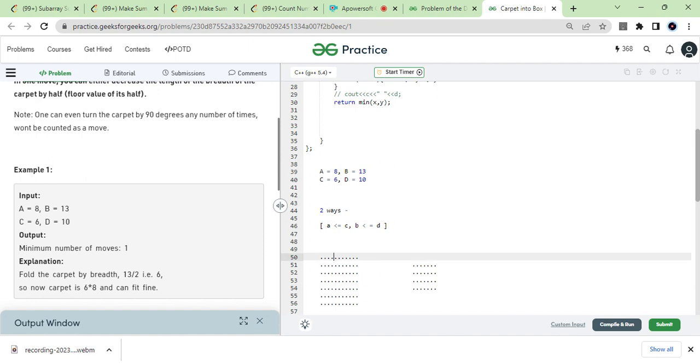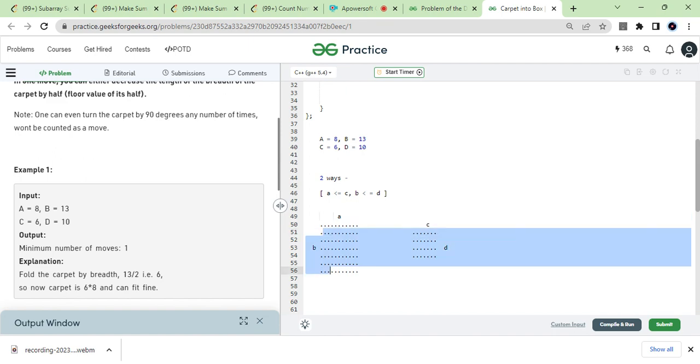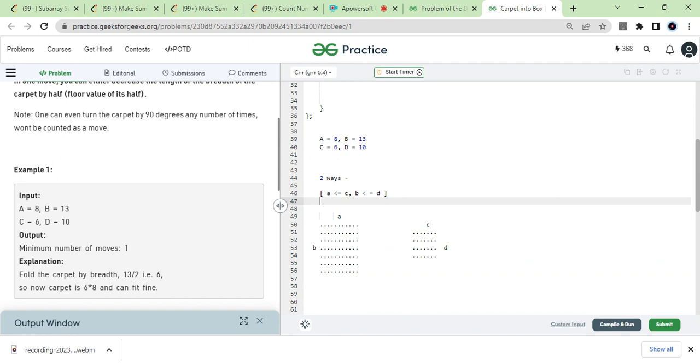Now there are multiple ways to fit this carpet into this box. Let's say this is the A dimension, and this is the B dimension. Now this is the C dimension and this is the D dimension. One way is to make your dimension A less than or equal to dimension C, so that lengthwise it becomes lesser than C, and your B lesser than D, so breadthwise it becomes lesser than D, so then it can fit into this, something like this.